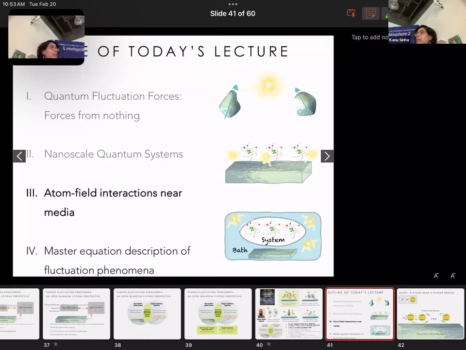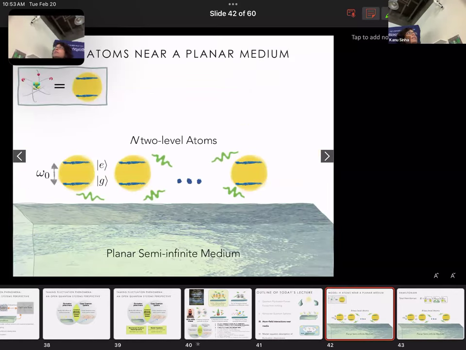How do we describe atom-field interactions near different surfaces? We will start with a toy model. Here we have a system of N two-level atoms, which we will refer to as our system. I'm going to assume that they're each at the same distance from the surface for simplicity. It doesn't have to be the case, of course. They're all interacting with the electromagnetic field. And this interaction, again for simplicity, I'm going to assume happens near a nice planar semi-infinite medium. So as vanilla as possible.